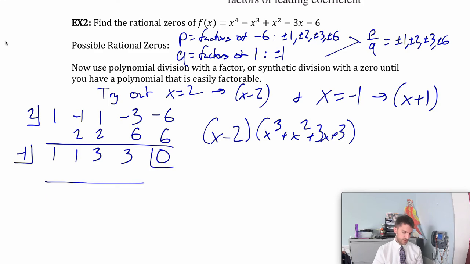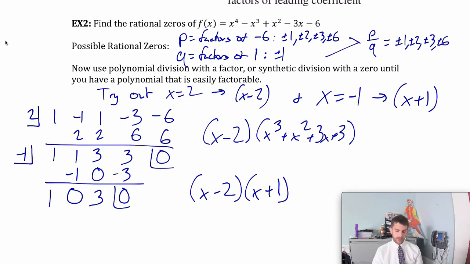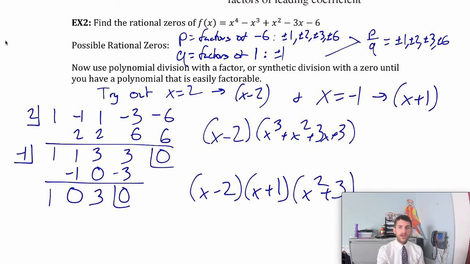We'll drop the first one, multiply that by negative 1, we get negative 1. Add those together, we get 0. Multiply that by negative 1, you get 0. Add those together, we get 3. Multiply that by negative 1, we get negative 3. Add those together, we get 0. So we'd already factored out x minus 2, and now we just factored out x plus 1. The 1, 0, 3 stands for 1x squared plus 0x plus 3. So that's as far as we can factor it.